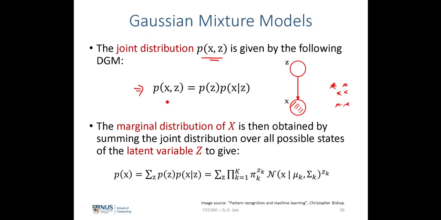Hence the joint probability distribution is given by the conditional probability of x given z, as well as the prior distribution of z. Since we have defined these two terms in the earlier slides, we can plug them in and solve for the probability distribution of the likelihood.